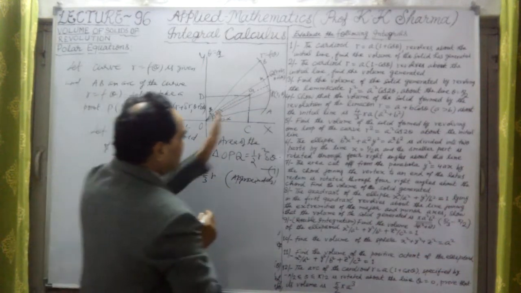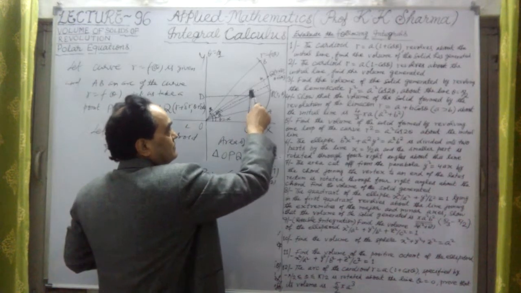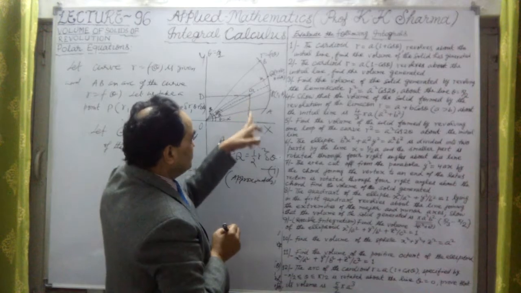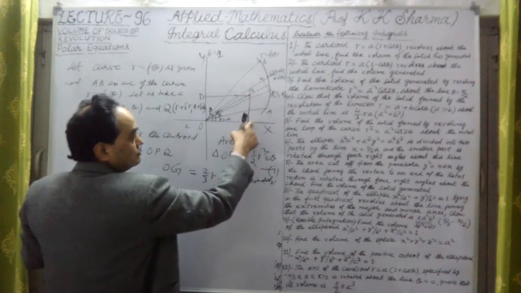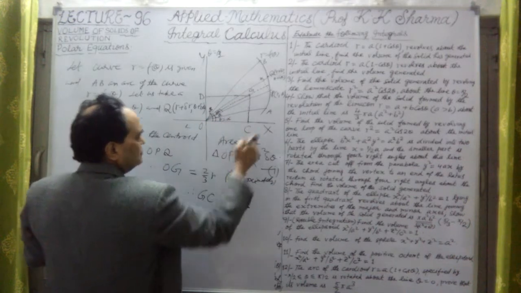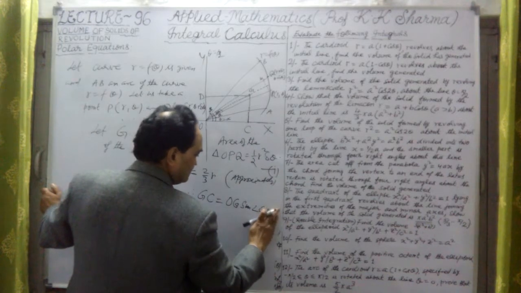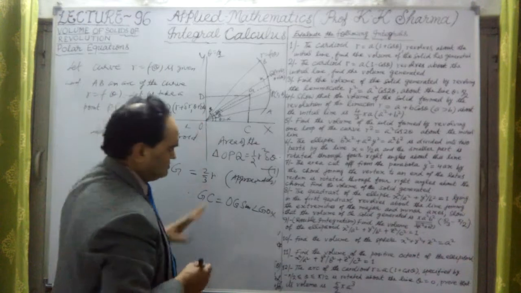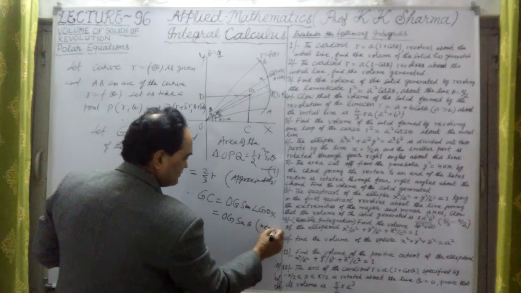What is GC here? GC is to be calculated as the radius of the circle which is generated if I revolve G, the centroid, around the initial line. A circle will be generated, and GC will be the radius of that circle. Therefore, GC equals OG sine of this angle GOX. Now GOX is just equivalent to theta because POX is theta. So GC equals OG into sine theta, nearly.